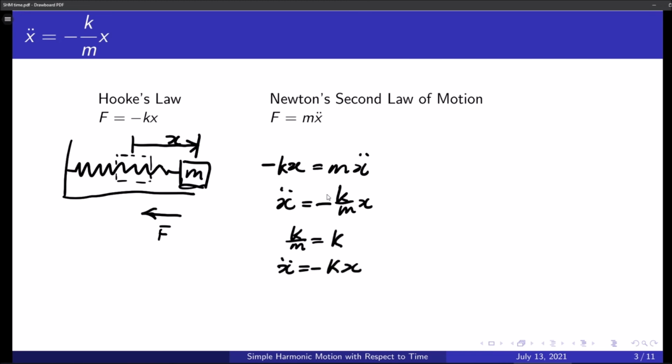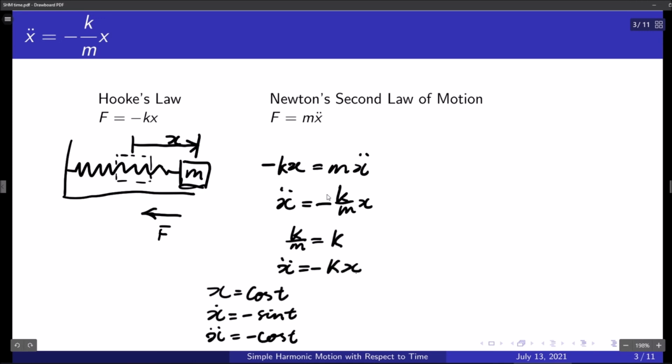We're not actually going to solve this, but I did make a video early on how to solve a differential equation like this, so check it out if you really want to know. But just by eyeballing it, we can tell that sinusoidal functions satisfy this, because if x equals cosine t, because they're both functions of time, then x dot equals negative sine t, and of course x double dot will be negative cosine t. As you can see here, the second derivative is proportional to the opposite of the original.